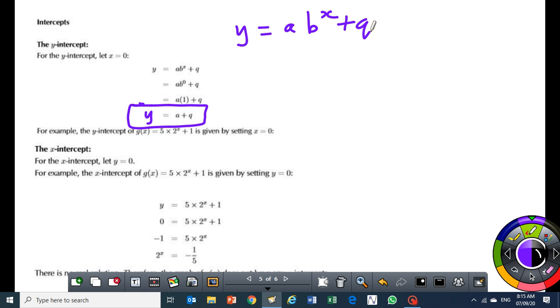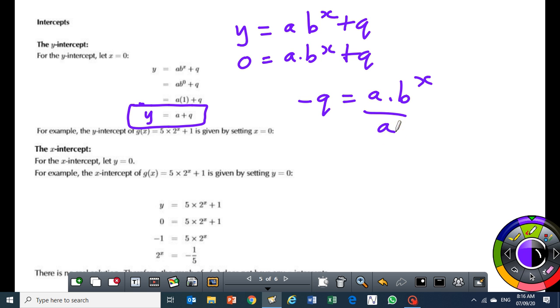If you want to find the y-intercept, you just substitute x equals 0. If you want to find the x-intercept, you substitute 0 for y. And then you get 0 equals a times b to the power of x plus q. To carry on, you need to make that b to the power of x what? The subject. You isolate the b to the power of x. So when you do that, you take the q to the left, you get minus q equals a times b to the power of x. Then you divide both sides by a. So you get minus q over a equals b to the power of x.